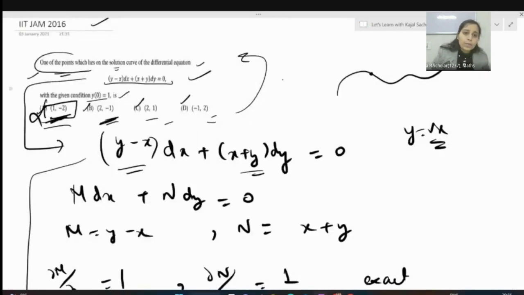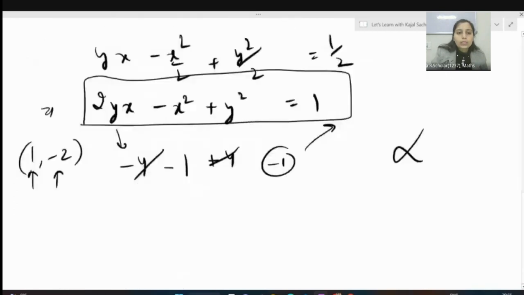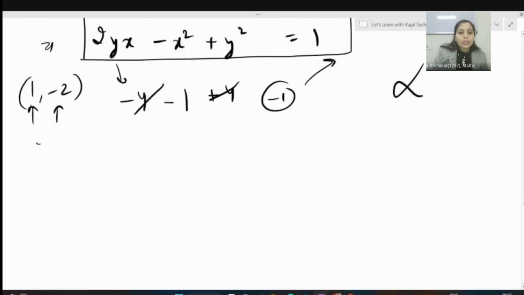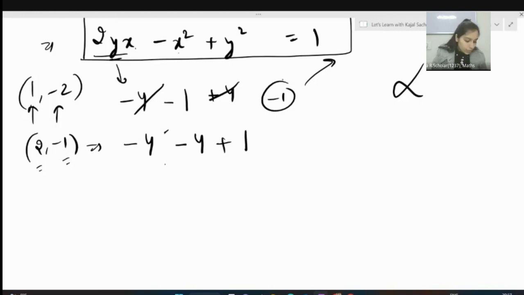Similarly, we check the second option, (2, -1). So checking (2, -1), is it satisfying the solution? Just substitute this here: minus 4, and taking y as minus 1, so plus 1. Here with x as 2 it is minus 4, and here minus 2 square, that is 4, plus 1. So this is also not a solution because it is giving you minus 7, which is not equal to 1. We want 1. So this is not a solution.